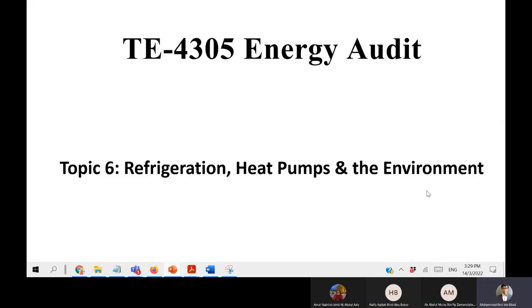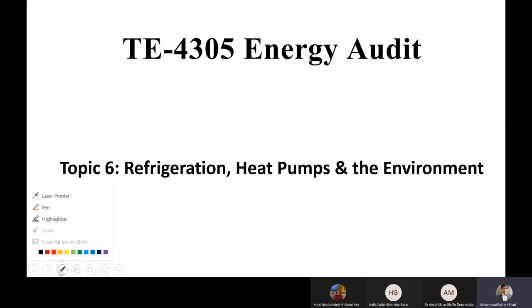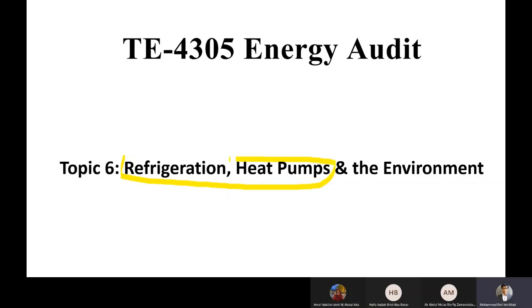So topic 6 is refrigeration, heat pump and the environment. The environment part I will not touch too much. Mostly on the two, because it is related to the heat comfort.